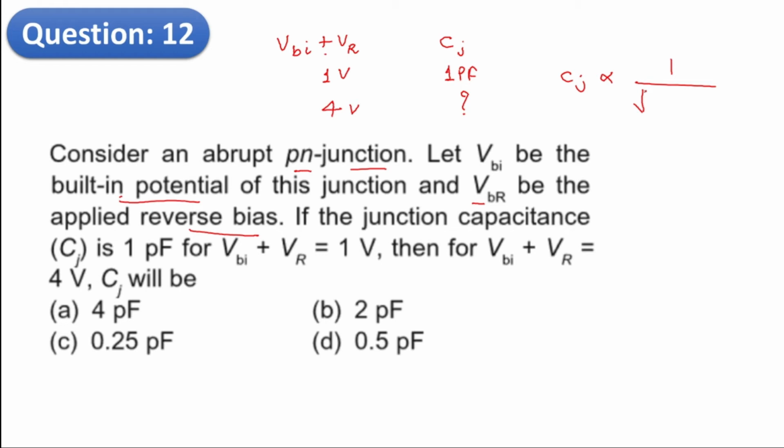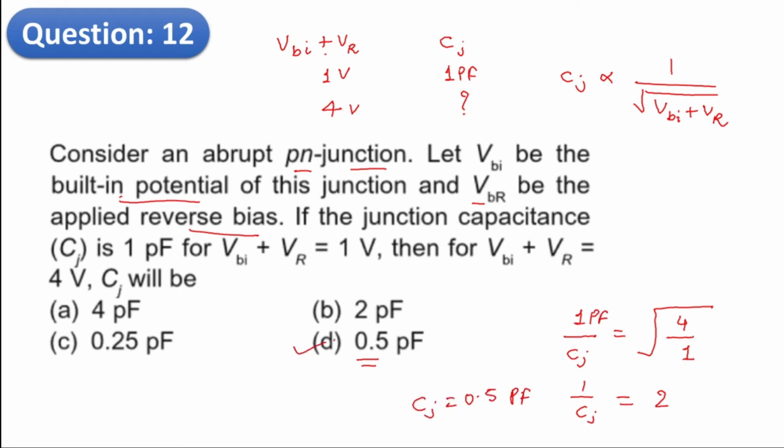So we can say for the first case CJ is 1, and for the second case CJ is inversely proportional to the square root of VBI plus VR. So this is the square root of 4 divided by 1, so 1 upon CJ is equal to 2, and CJ is 1 by 2, that is 0.5 picofarad. What is the unit of this? It is picofarad. So you can write CJ equal to 0.5 picofarad. So the correct answer is D.